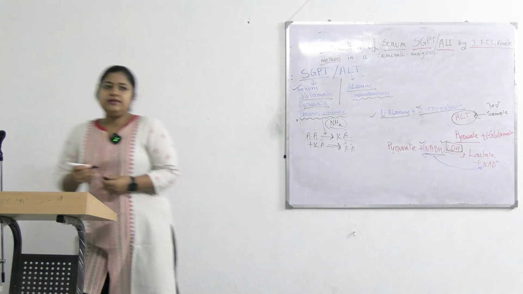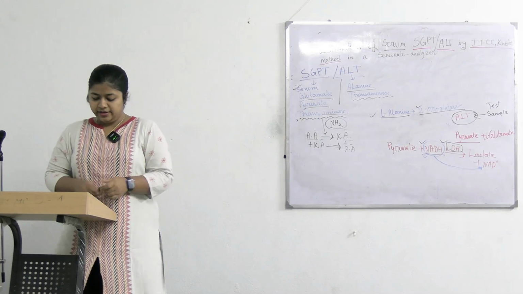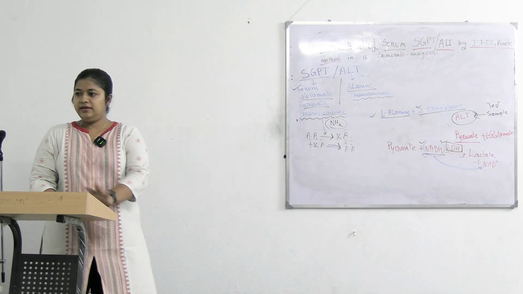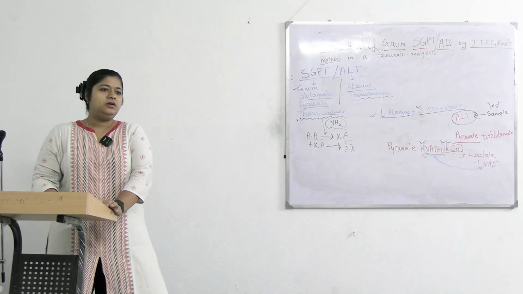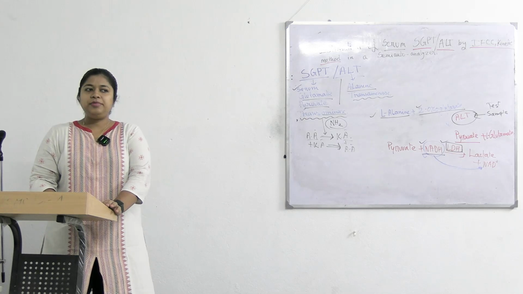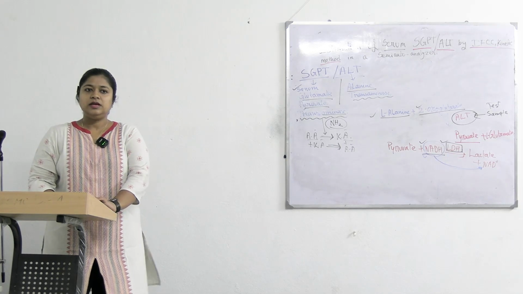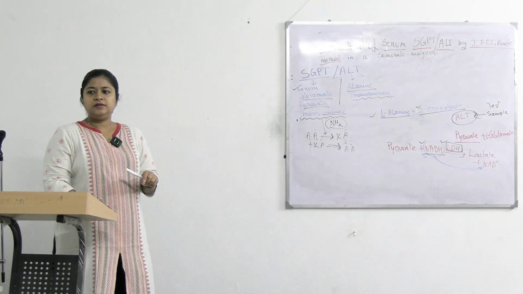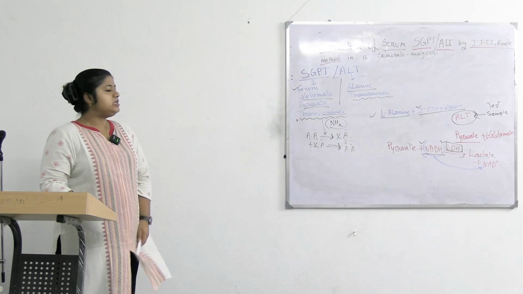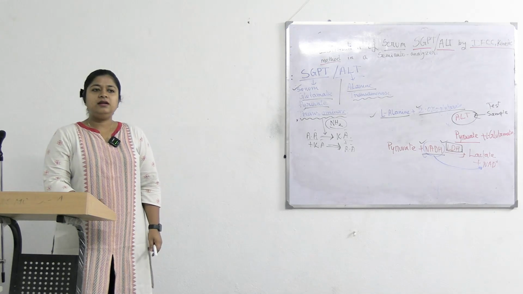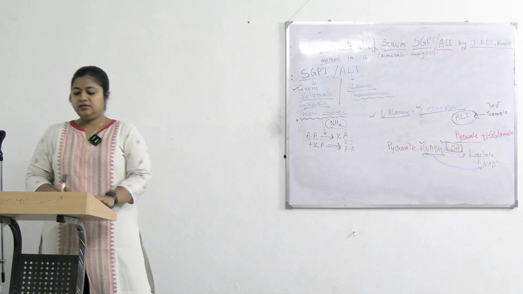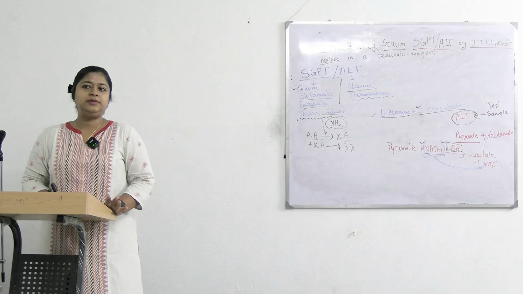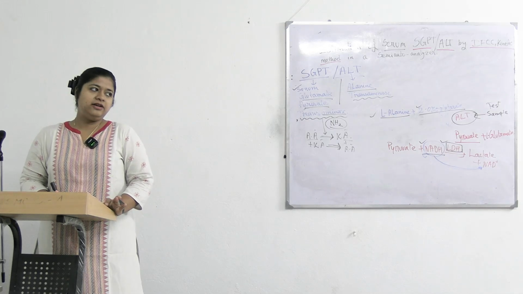So after the reagent, write down sample required. Point number 3. First was principle, then reagents, then sample required. Which sample is required? We will measure ALT in the test sample, but the test sample is serum. It is the estimation of serum ALT. So we require serum sample. For serum separation, blood is collected in red vial.